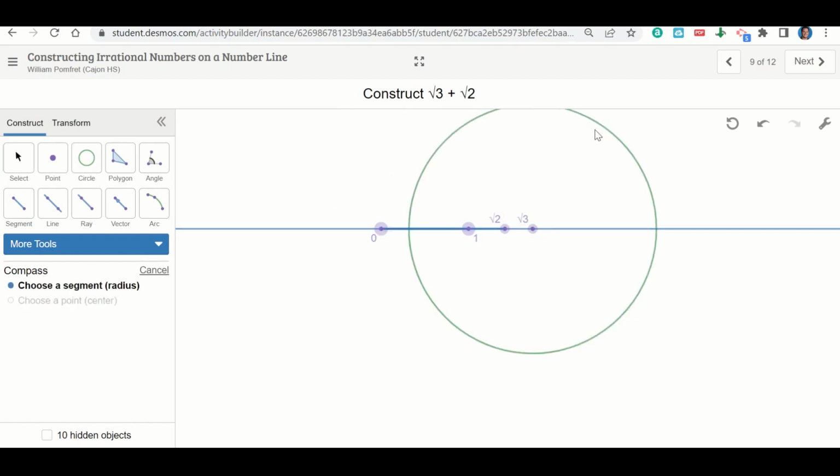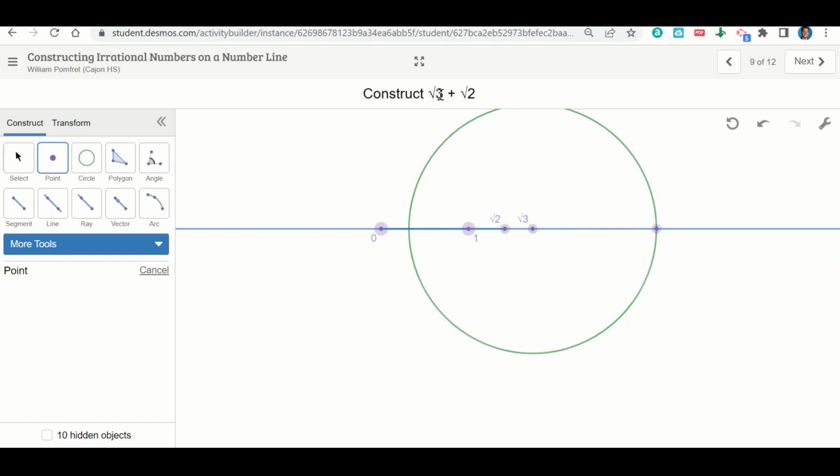So now on this side here, I would have square root of 3 plus this distance here, because this is the radius is square root of 2. So this distance here will be square root of 2. So this is square root of 3 plus square root of 2.